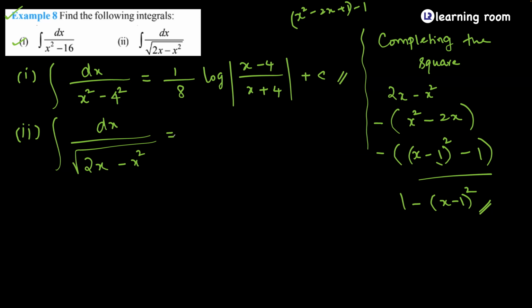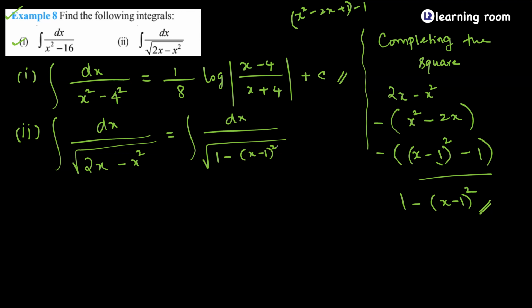Okay. So the integral of dx divided by root of 2x minus x square is the same as 1 minus (x minus 1) the whole square under a root. So this has been converted to the form a square minus x square under a root, which is the fifth formula.